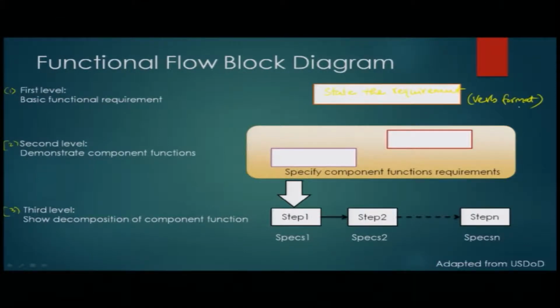Okay. From there, you basically break this down into its component functions. Here, as an example, we show 2 component functions, but there can be any number of component functions. This step, this process, is also called functional decomposition. So, you are decomposing the basic functional requirement into its component functions. The component function requirements are specified at this level.